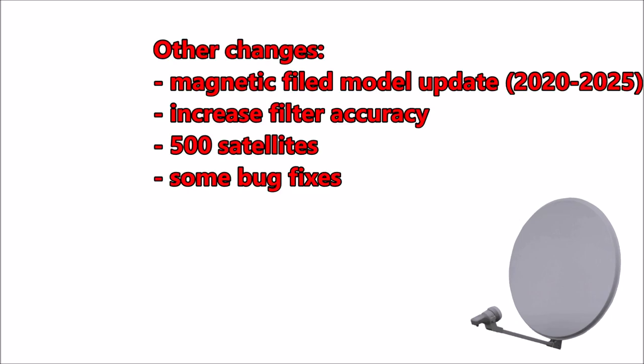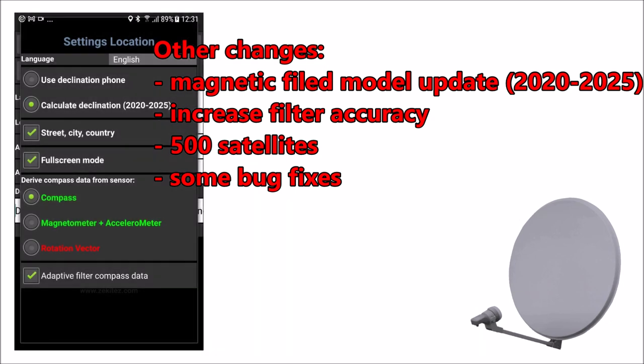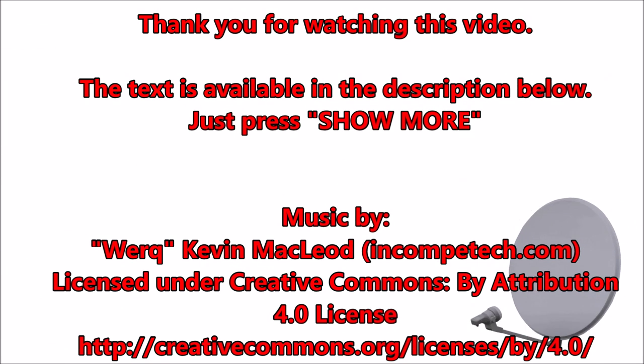That is it for the visible changes. The non-visible changes: updated magnetic field calculations for 2020 to 2025, increased accuracy of the compass filter, updated satellite list, and some bug fixes. Thank you for watching this video.